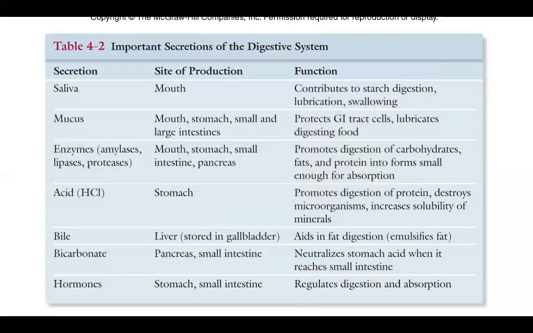Acid, which is in the form of hydrochloric acid, is secreted in the stomach. Bile is actually made in the liver, then stored in the gallbladder, which you just saw. Bicarbonate is a base secretion, so that means it's the opposite of an acid, and it is secreted into the small intestine to actually neutralize the acid coming from the stomach. And then hormones, we're going to talk about in greater detail. There are many hormones governing the GI functions.